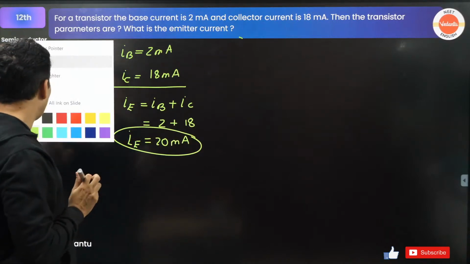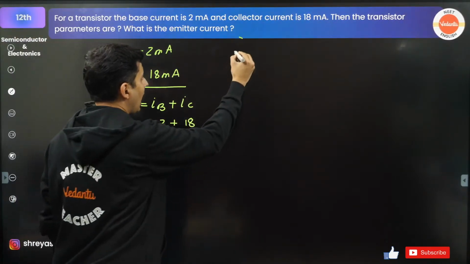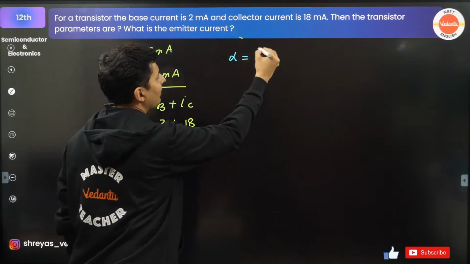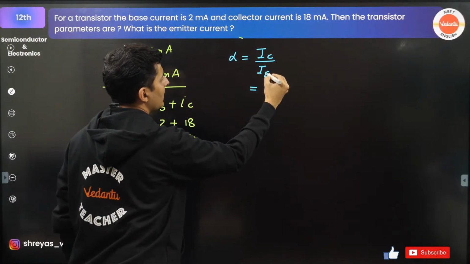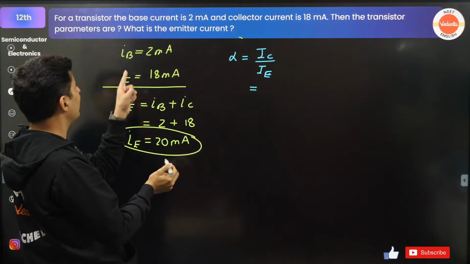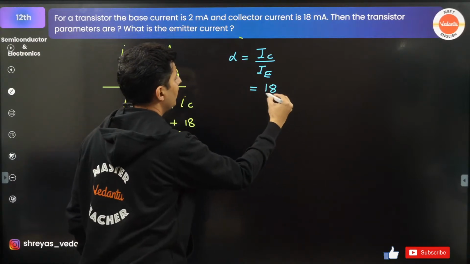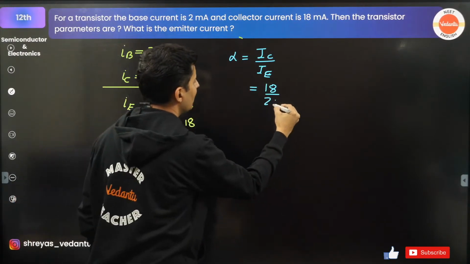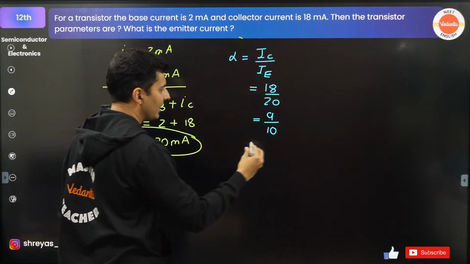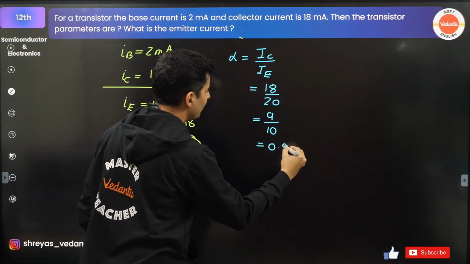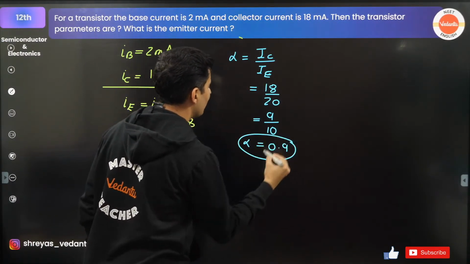Very nice. Now what are the next things that we have to find? Alpha and beta. Alpha is IC by IE. Collector current is 18. Emitter current is nothing but 20. If you want, you can keep it as 9 by 10. Correct? 9 by 10, which is nothing but 0.9. So alpha is nothing but 0.9.